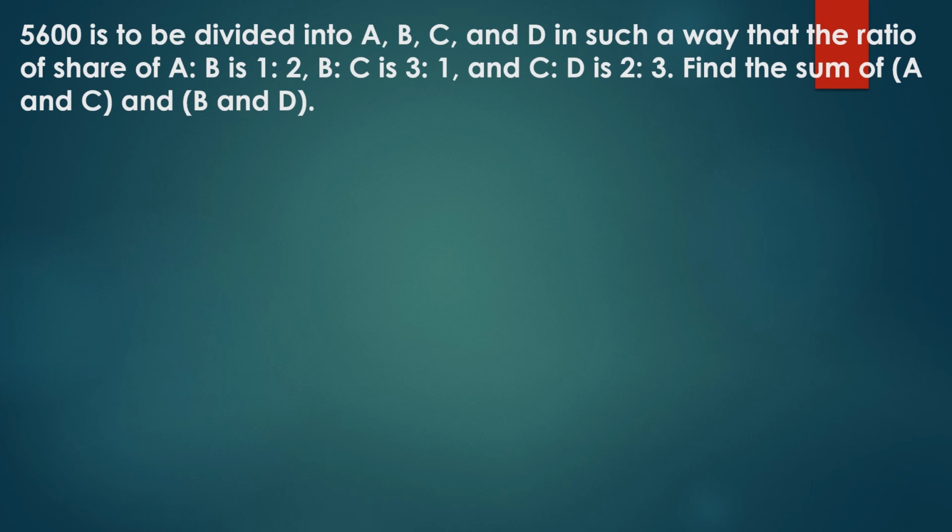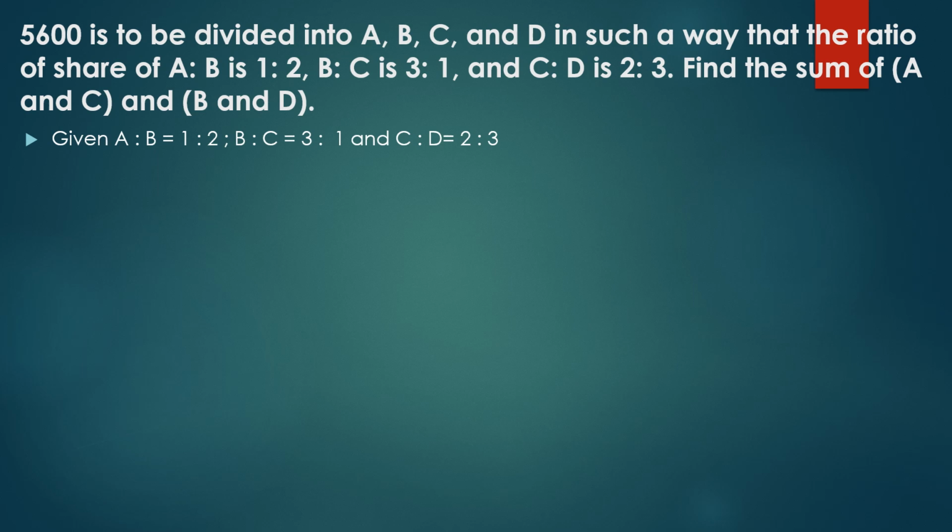Rupees 5600 is divided into A, B, C and D in such a way that the ratio of the share of A is to B is 1 is to 2, B is to C is 3 is to 1, C is to D is 2 is to 3. We have to find the sum of A and C, and B and D. Okay, first we have to find the value of A, B, C and D individually. For that, we have A is to B is 1 is to 2, B is to C is 3 is to 1, C is to D is 2 is to 3.